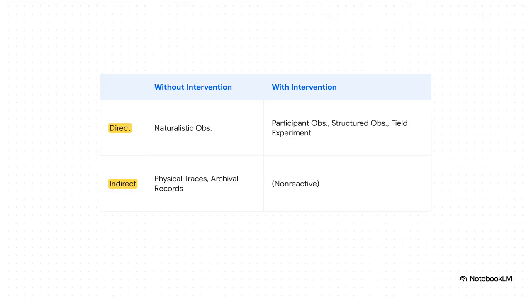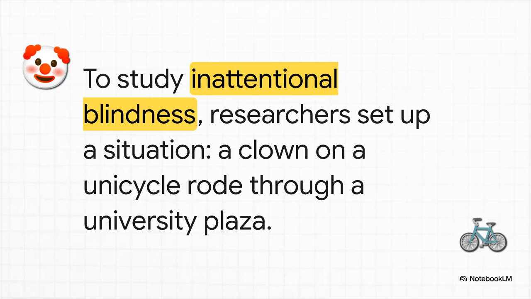You can just watch quietly from a distance. That's called naturalistic observation. Or you can actively set the stage using some of the techniques we're about to dive into. So let's look at this amazing example of what's called structured observation, where scientists basically create a situation. To study something called inattentional blindness, researchers had a clown, a real live clown, ride a unicycle through a busy university plaza. The big question was, who would even notice?